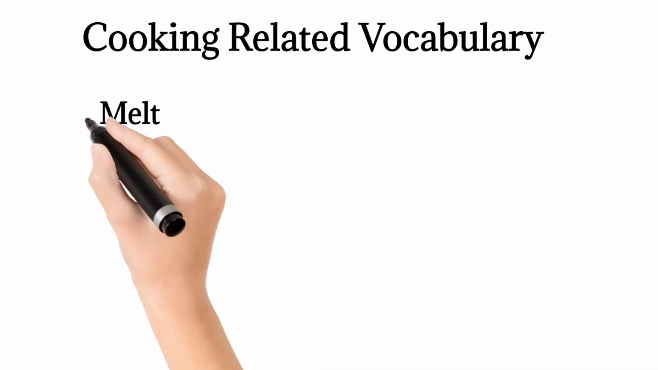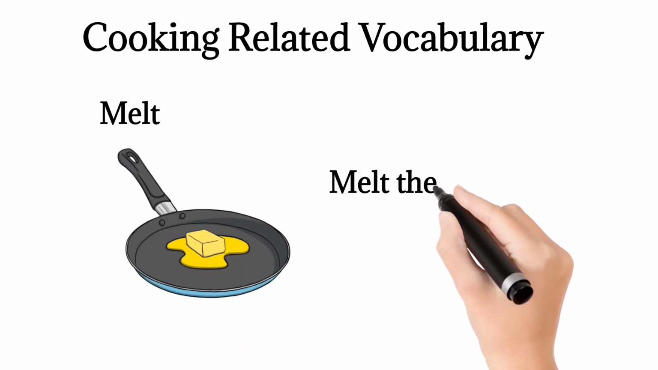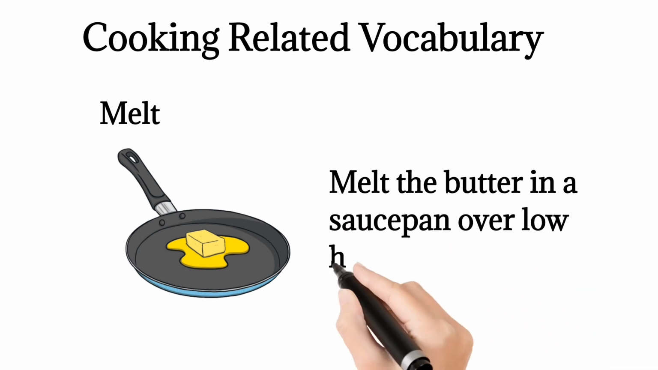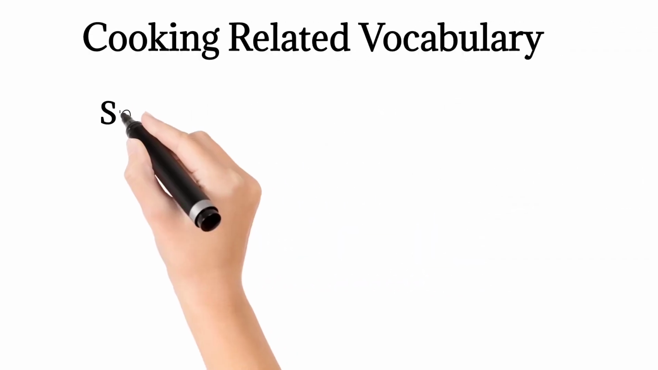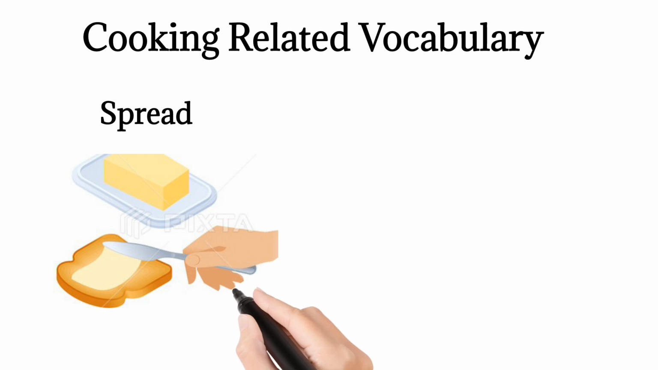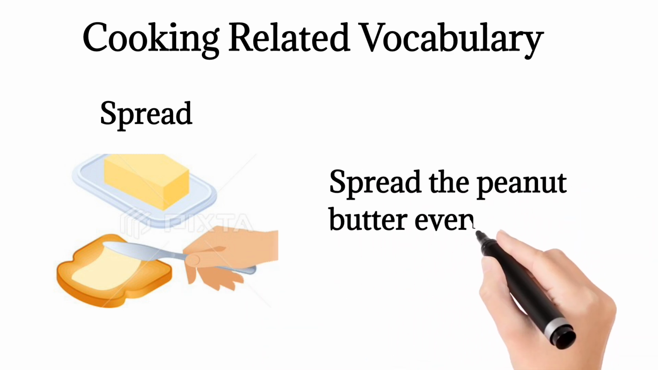Melt. Melt the butter in a saucepan over low heat. Spread. Spread the peanut butter evenly on the bread.